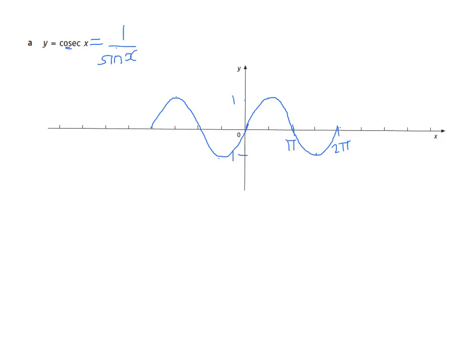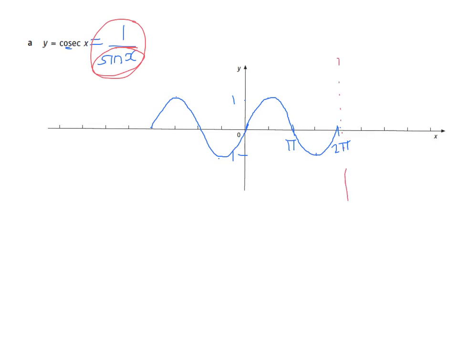Because sine x is an odd function. Okay, so there's y equals sine x. Now we're going to draw the reciprocal of that, which is cosec x. You know that in a fraction, the denominator cannot equal 0. So anywhere where sine x equals 0, we're going to have an asymptote.